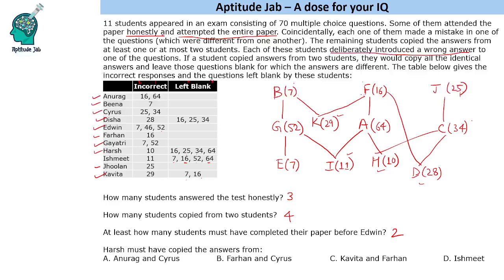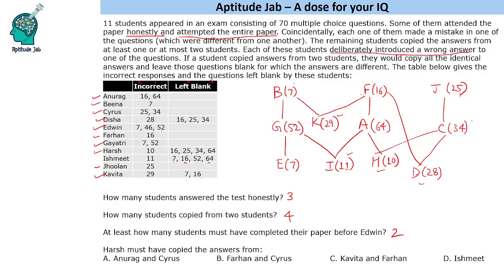Suppose the same question was asked for Ishmeet, then the answer would have been different. In this case, these two and these two, 4 people must have completed the paper, then only Ishmeet could complete it. But in case of Edwin, it will be just 2 people.